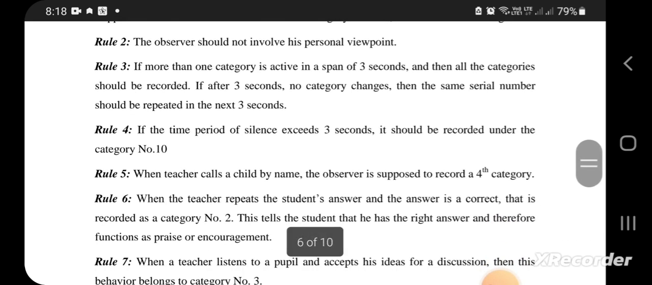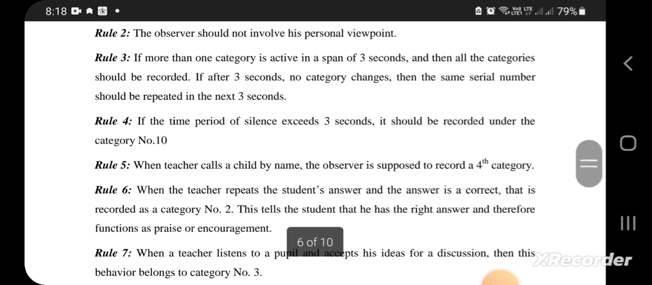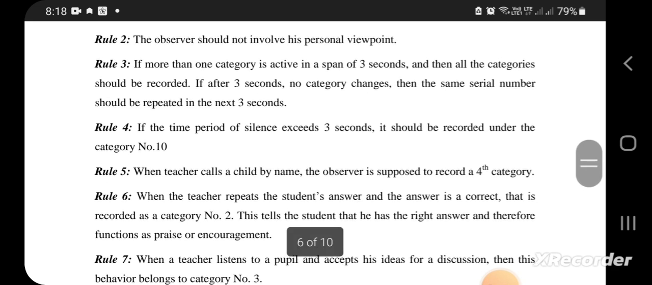Rule number 3. If more than one category is active in a span of 3 seconds, then all the categories should be recorded. If after 3 seconds no category changes, then the same serial number should be repeated in the next 3 seconds.